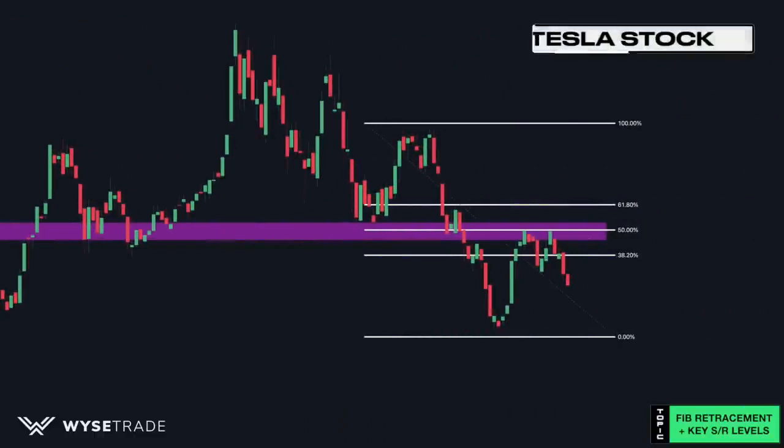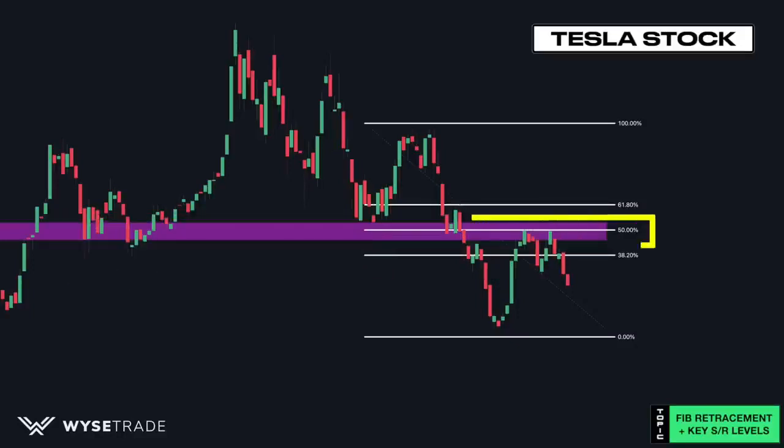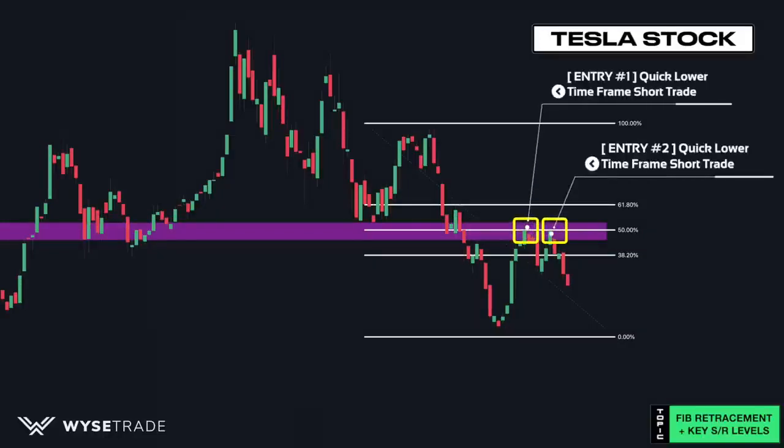This is the Tesla stock. You had a moving downtrend through the lower highs and lower lows, so you want to trade with the trend. This here is your key zone because of these reversal points. The 50% fib level also lined up perfectly. This presented two quick lower time frame short trades, in and out for a quick profit. Now let's go through a multi-time frame trade we took.